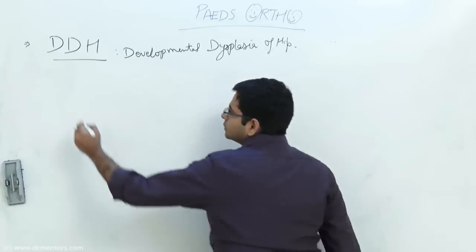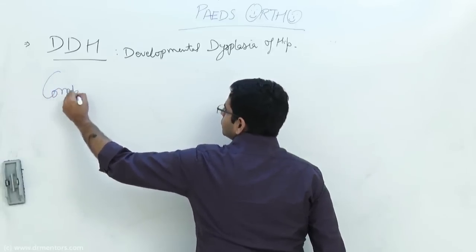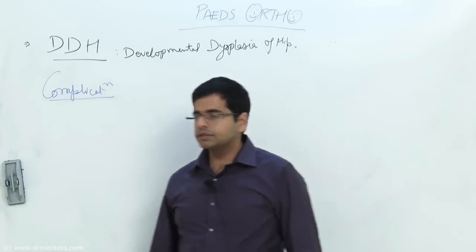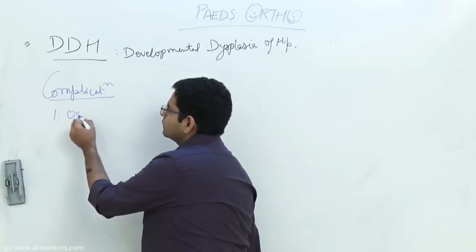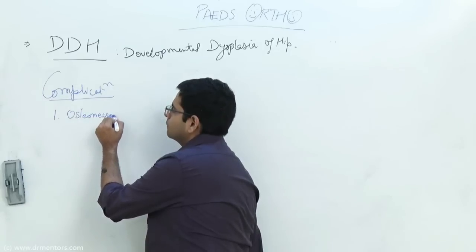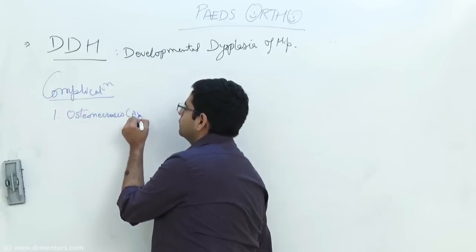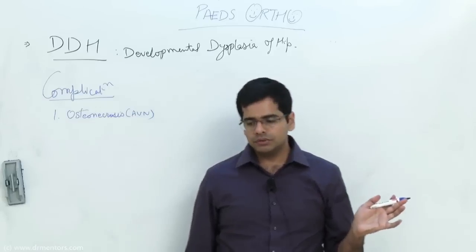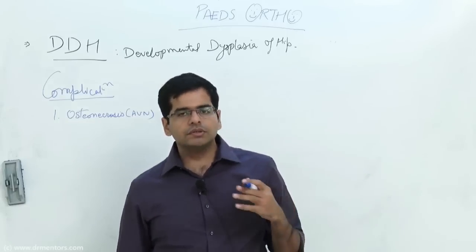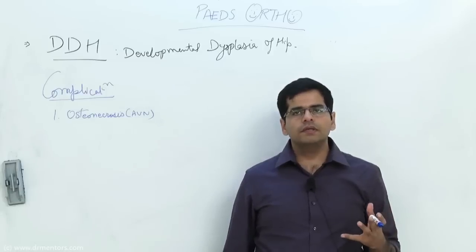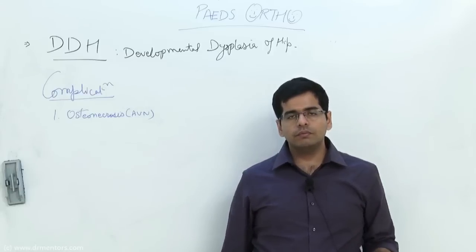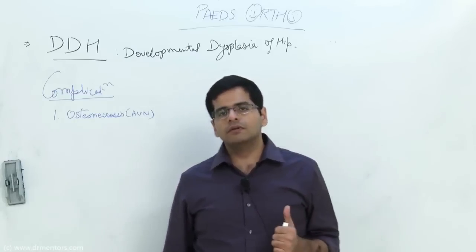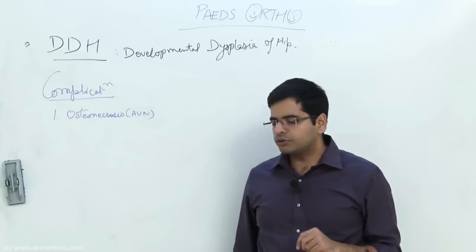Let's come on to complications. The first and foremost is osteonecrosis. It is AVN. Obviously a hip which is dislocated, less blood supply leads to avascular necrosis. It can be because of chronic placement in pelvic horn splint. If you place it in so much abduction, it can lead to jeopardization of blood supply of the proximal femur. So this can also lead to osteonecrosis.